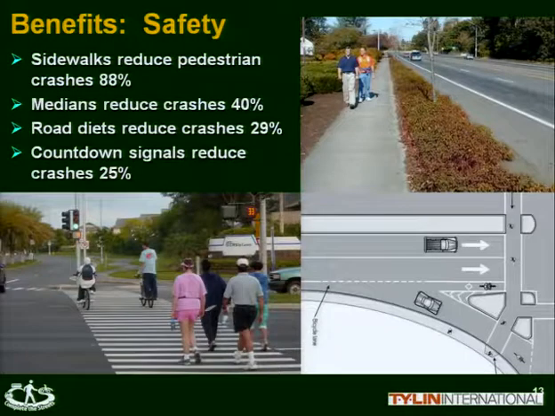Safety benefits. A sidewalk can reduce pedestrian crashes along a street by 88%. I mean, these are significant numbers. Medians, so you can cross the street half at a time, reduce pedestrian crashes 40%. A road diet, and we'll talk a little bit more about what a road diet is, can reduce crashes 29%, all crashes, not just pedestrian crashes. Countdown signals reduce crashes 25%, all crashes.